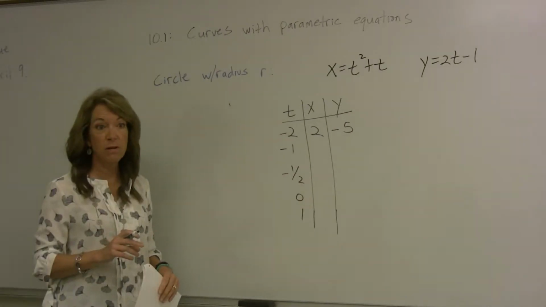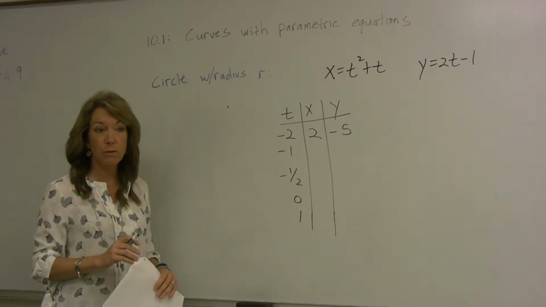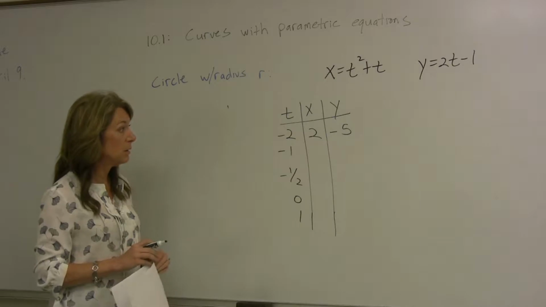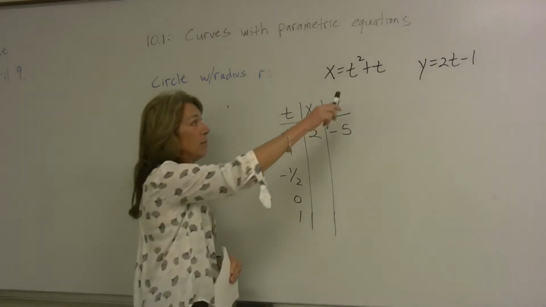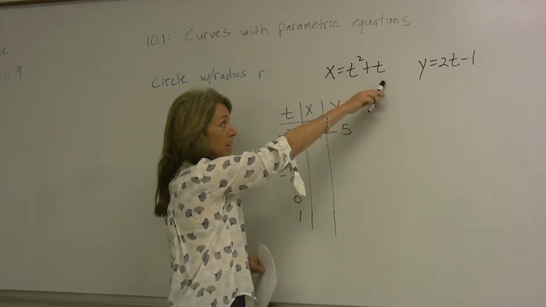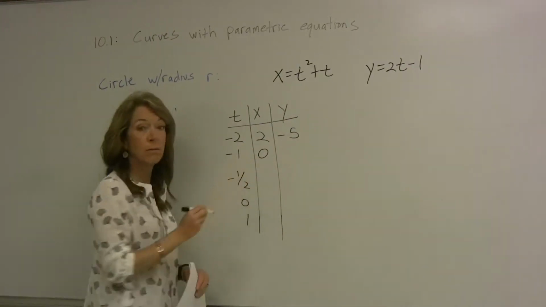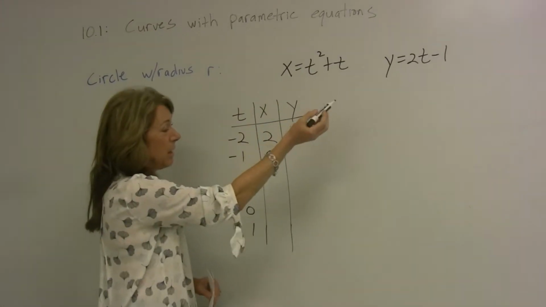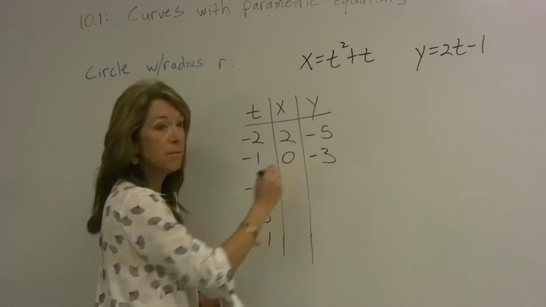Somebody asked me a question. If you don't know where my numbers are coming from, I can show you the work. It's a little bit busy work. So now when I plug -1 into here, I get -1 squared, that's positive 1, plus -1, that's 0. And when I plug -1 into there, that's -3.